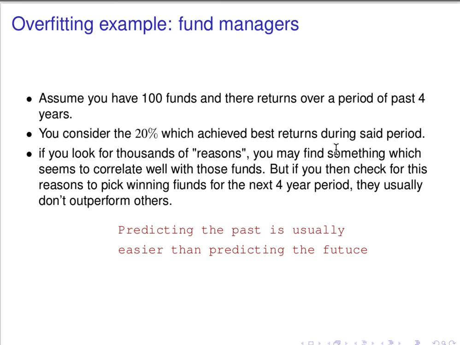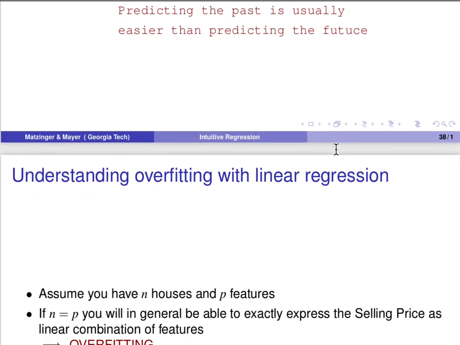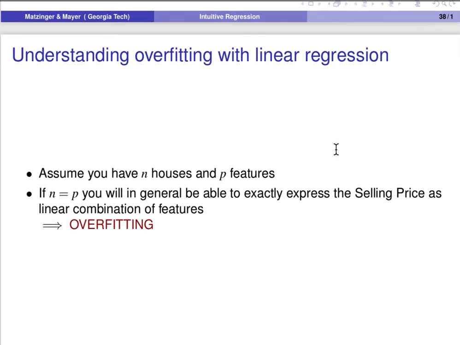Now you look for their name, their first name, the many things. In the end, you find something which by chance seems to correlate with those who do better, and then in the next 4 years that won't work. So that's called overfitting. When you look for thousands of different relations, in the end you find something just by chance, but that will not help you predict the future.